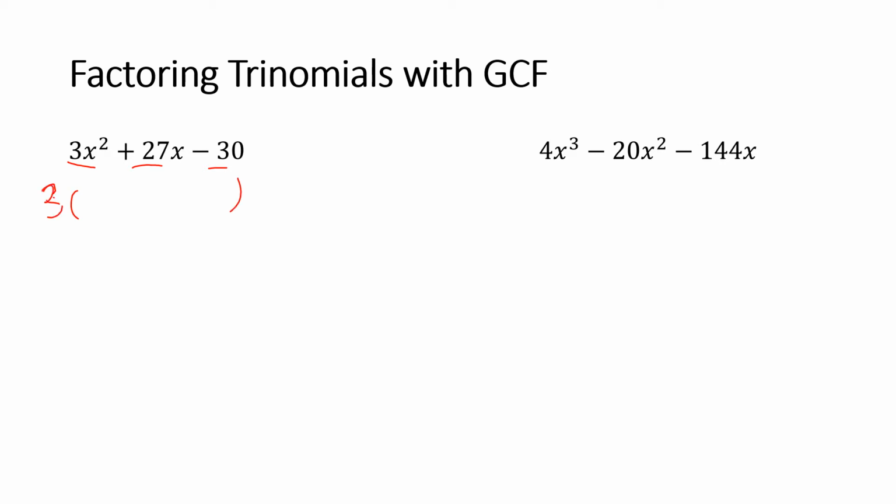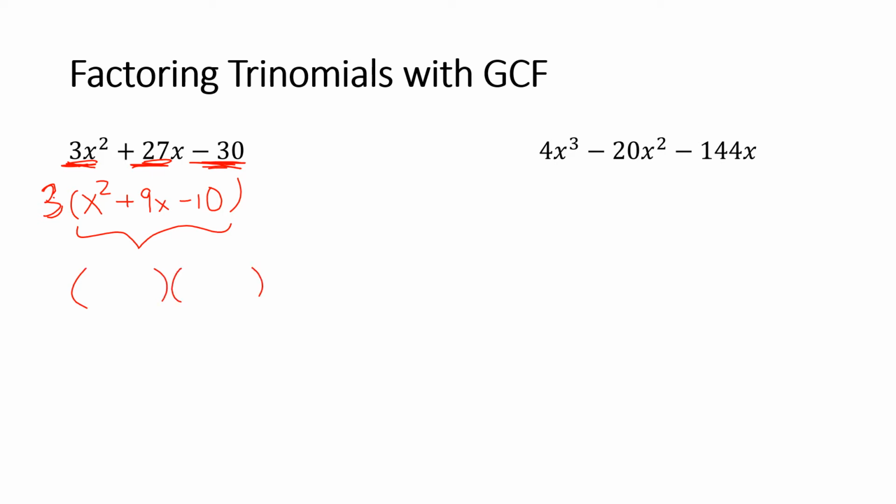So instead of 3x squared, if we factor out a 3, that would just be x squared. And instead of 27x, if we factor out a 3, that would be 9x. And instead of negative 30, if we factor out a 3, that would be negative 10. Now, for the part remaining inside of our parentheses, we can easily factor this. That is just a simple quadratic trinomial.